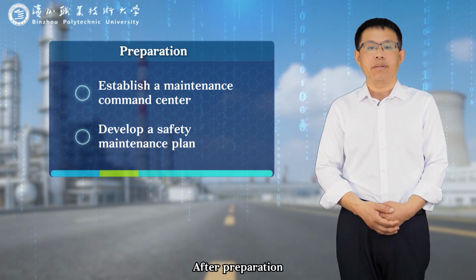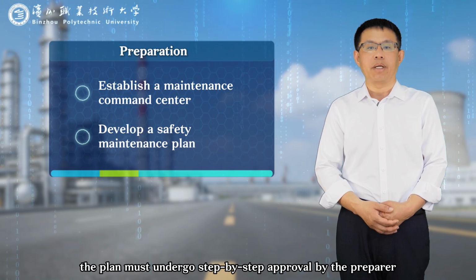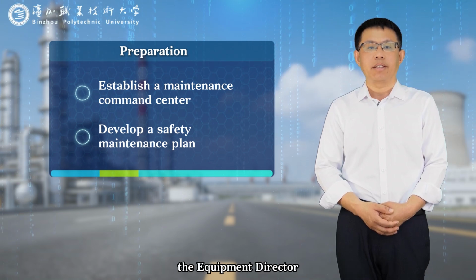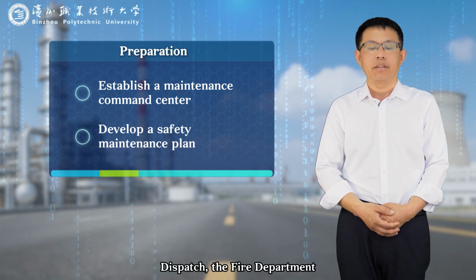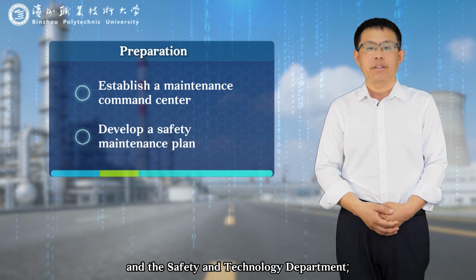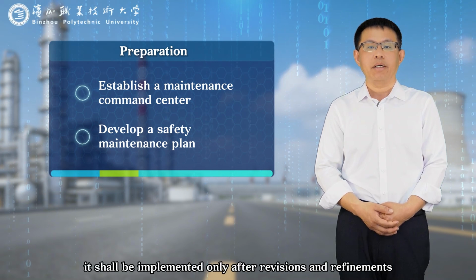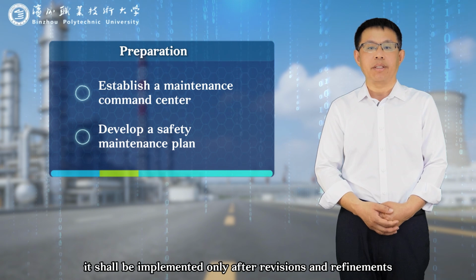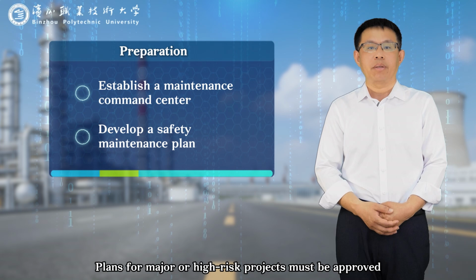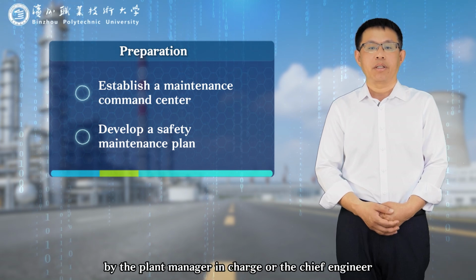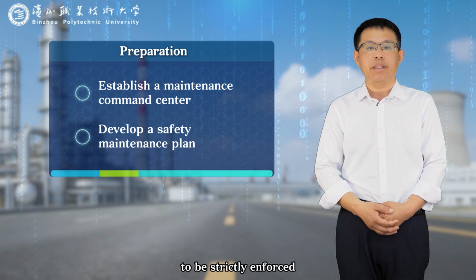After preparation, the plan must undergo step-by-step approval by the preparer, the equipment director, the mechanical and electrical department, production dispatch, the fire department, and the safety and technology department. It shall be implemented only after revisions and refinements. Plans for major or high-risk projects must be approved by the plant manager in charge or the chief engineer and published in writing to be strictly enforced.